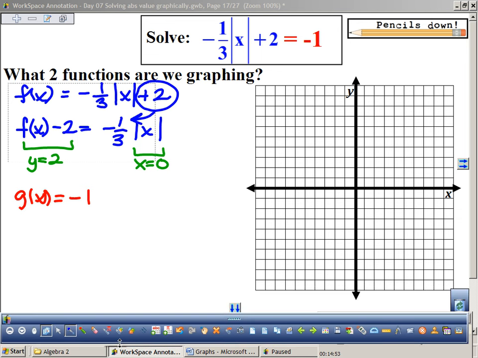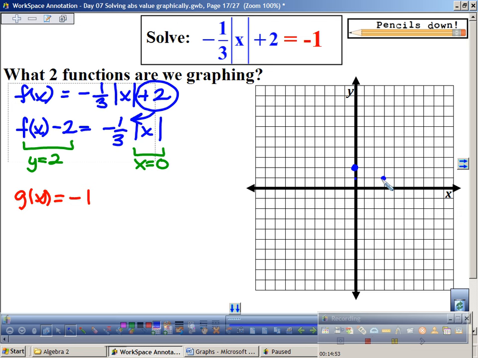I'm going to go over 0 and up 2. My slope is negative 1/3, so I'm going to go down 1 over 3. Down 1, over 1, 2, 3. Same thing on the other side. Down 1, over 1, 2, 3.